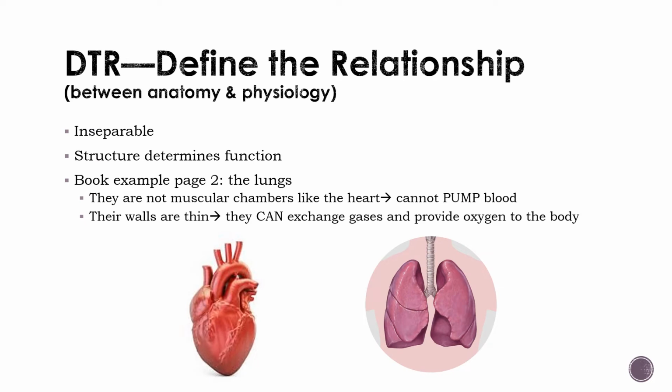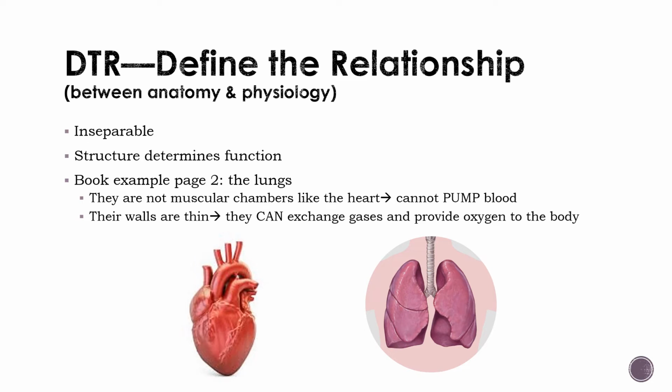DTR, define the relationship between anatomy and physiology. So essentially they are inseparable. The body forms a well-organized unit, and each of those parts has a job to do to make the body operate as a whole. In the case of the human body, structure determines function.